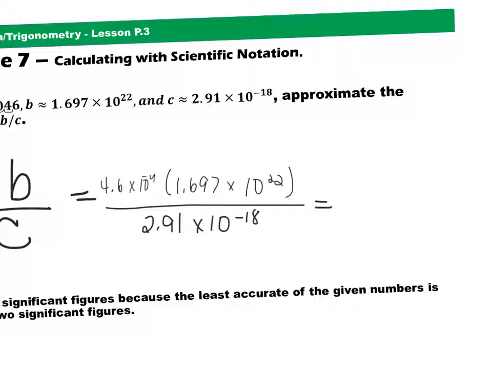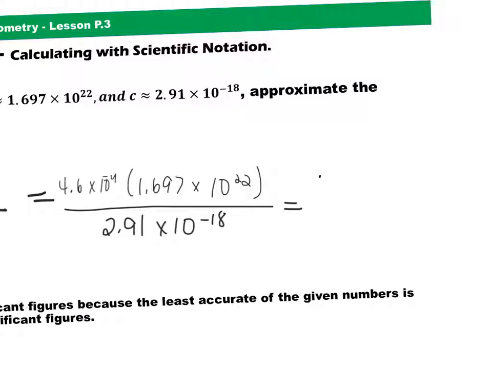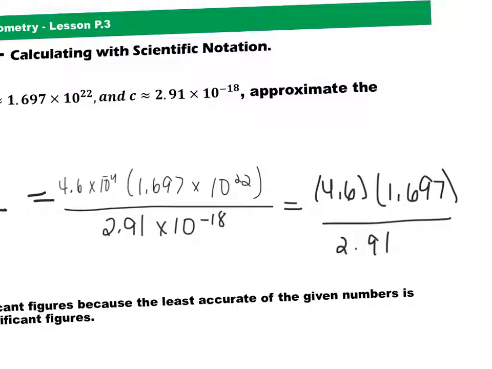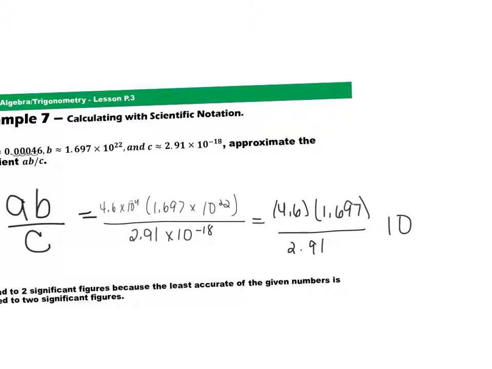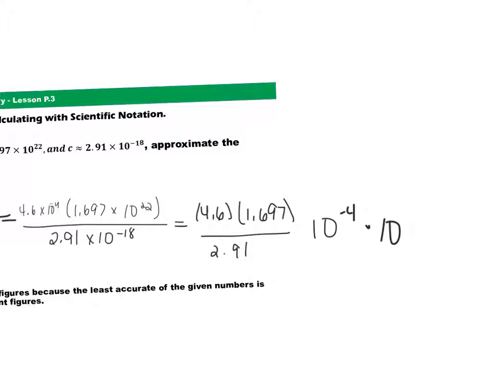Do you guys see how we have all of the same bases? Right? What's the same base that you see with exponents? 10, right? So I'm going to separate the numbers. I'm going to say 4.6 times 1.697, and again, you won't have one of these, but 2.91 if you ever see something like that. Because you can take multiplication apart, you can put it back together, right? Same thing. So now over here, I'm going to just use my 10. I have 10 to the negative 4th times 10 to the 22nd divided by 10 to the negative 18. You guys agree with that?